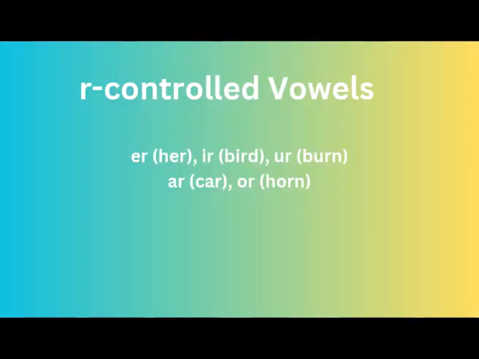Moving on to R controlled vowels. R controlled vowels is where a single vowel letter that's followed by R stands for a unique vowel sound. The R is controlling how that vowel sounds. So ER as in her, IR as in bird, and UR as in burn. You'll notice that ER, IR, and UR all have the same sound. Then we have AR, like in the word car, and OR, like in the word horn.